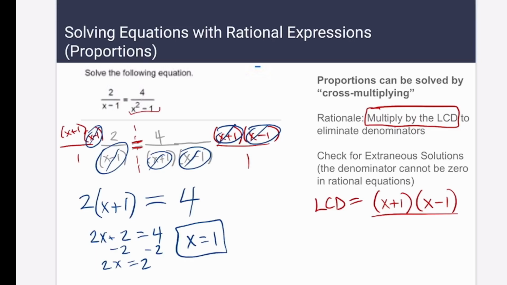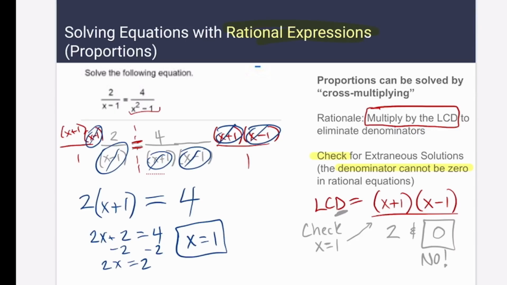So again, the thing that you always have to keep in mind is because these are rational expressions, you have to check that your answer will not make the denominator 0. So if our common denominator is x plus 1 and x minus 1, we need to check if x equals 1 is actually going to work. If we plug it in, this would give us 2. This would give us 0. That's a no-go. We cannot have a denominator that equals 0.